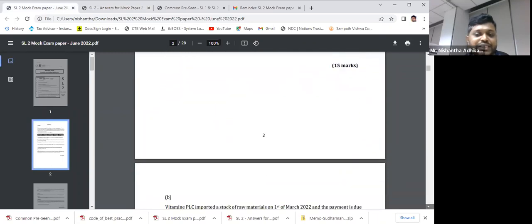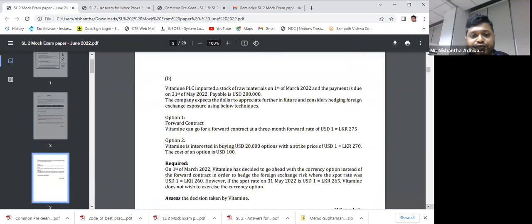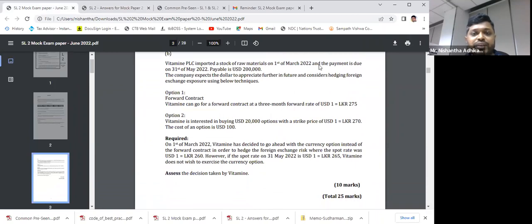Even though it says 15 marks, if I had allocated the marks, I would give only 4 to 5 marks. This answer is not there on the website. Right.